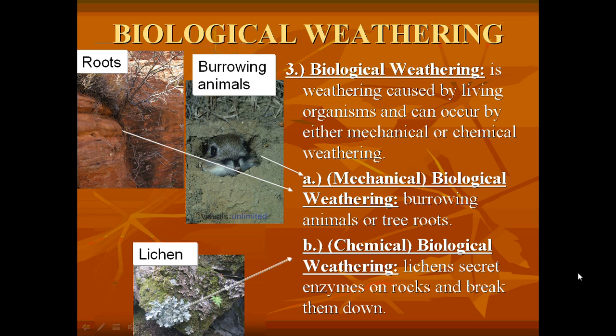Chemical biological weathering is chemical weathering done by a living organism. In this bottom picture, the organism lichen secretes enzymes on a rock that break the rock down.